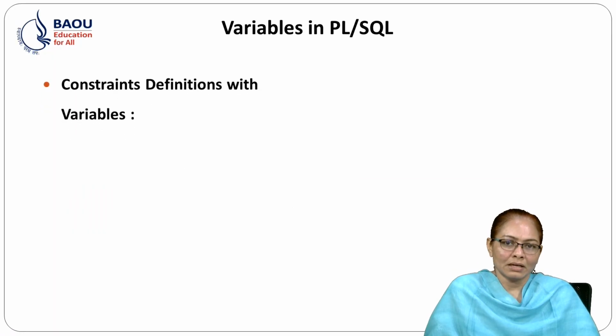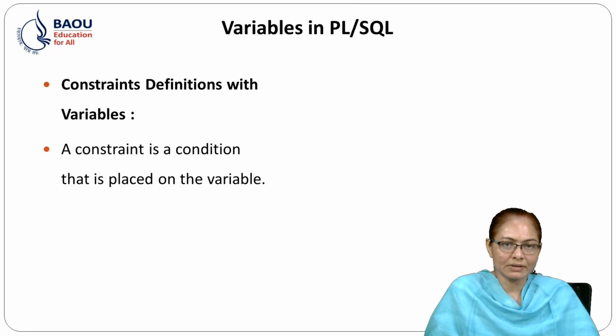Now, what is a constraint? A constraint is defined with the variable. A constraint is a condition that is placed on the variable. A constraint can be placed on a variable defined in the code block.